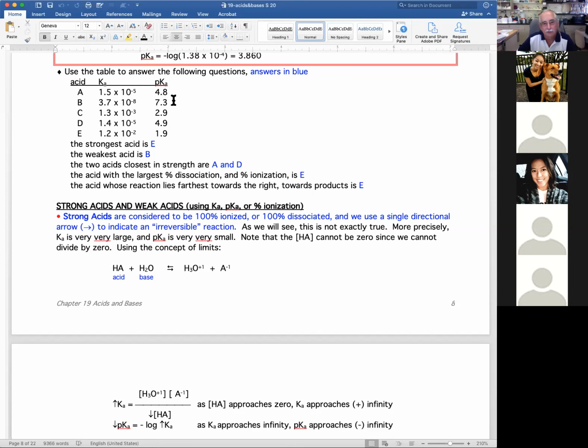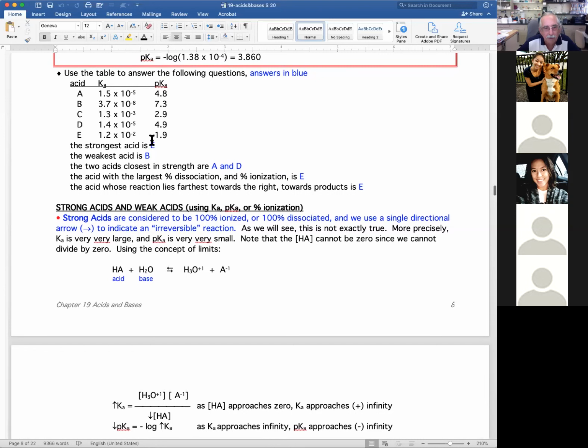So which two acids are closest in strength? Here's a 10 to the minus 5 and a 10 to the minus 5. Yeah, so A and D. Which acid has the largest percent dissociation and percent ionization? That would be the strongest acid, right? Which would be E. Similar to that. Well, I hope you guys catch on to that.